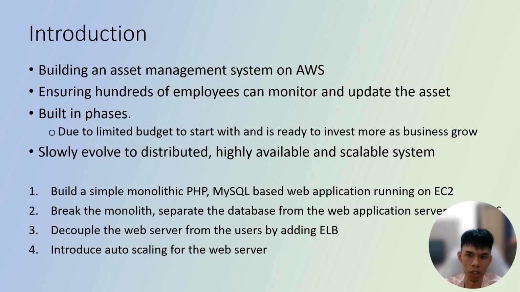First, we built a simple monolithic PHP MySQL-based web application running on EC2. Then we broke the monolith and separated the database from the web application server using RDS. The web server is then decoupled from the user through a decoupled architecture by adding an Elastic Load Balancer, ELB. And lastly, auto scaling is introduced into the web server.